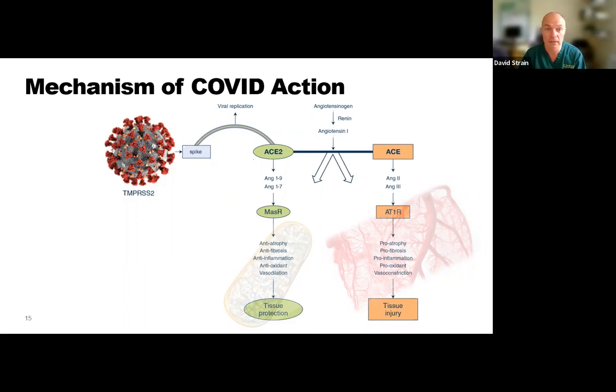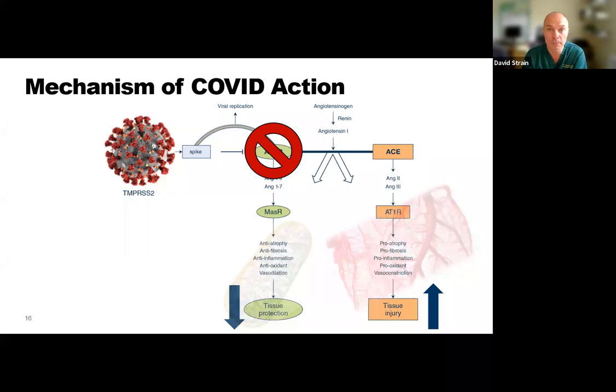What we saw in COVID was that the virus was using your protective enzyme to get into your cells. It therefore turned off the protective enzyme. And as a result, we saw a reduction of your tissue protection and an upregulation of your tissue injury. Now, in acute COVID, that is why people who had pre-existing vascular disease, such as heart disease or peripheral artery disease or strokes, or also people who had diseases that are associated with vascular disease, such as obesity and diabetes, had much worse outcomes in acute COVID.